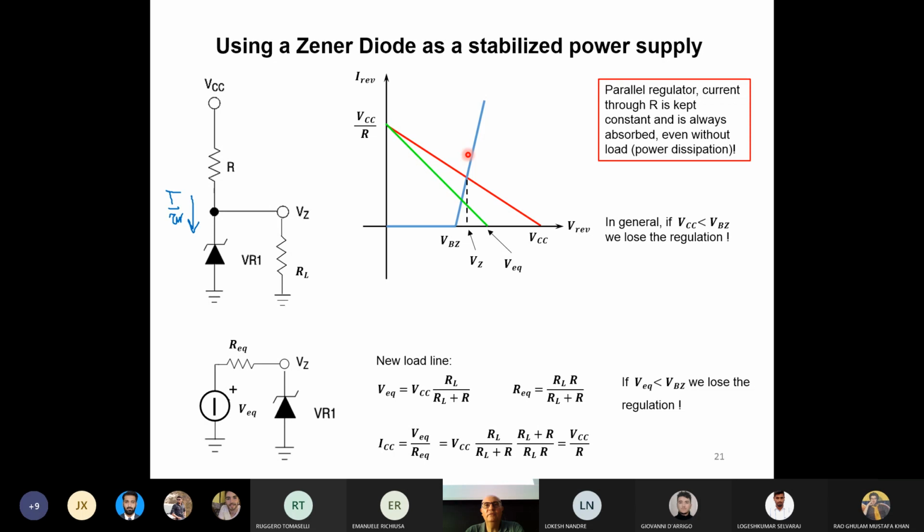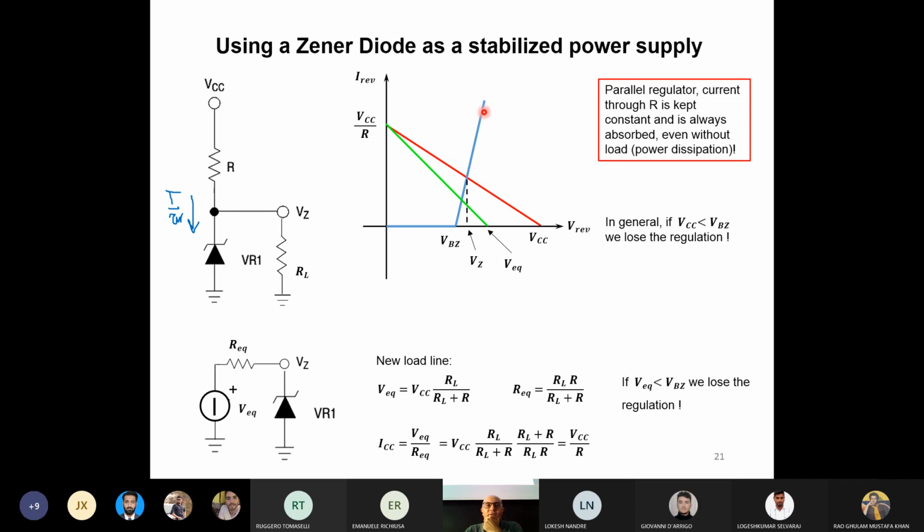This is a very simplified version, okay? So we remember that if the reverse voltage is below VBZ, the diode is not in breakdown zone. Only if we go over VBZ, the diode will go into the breakdown situation. That is this blue line.